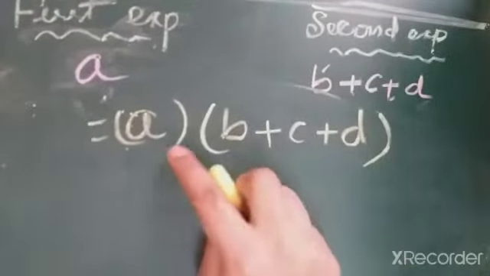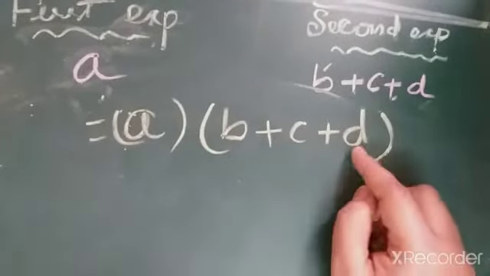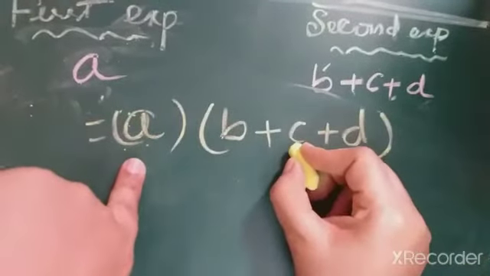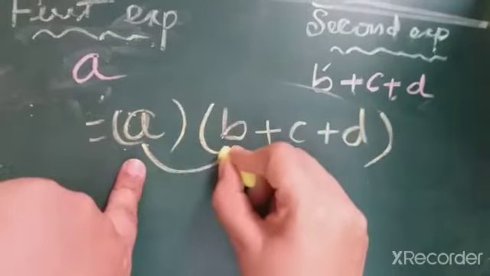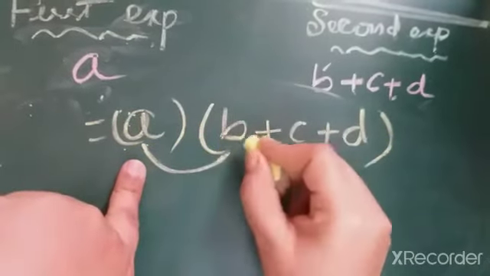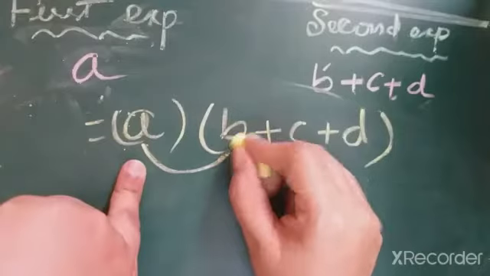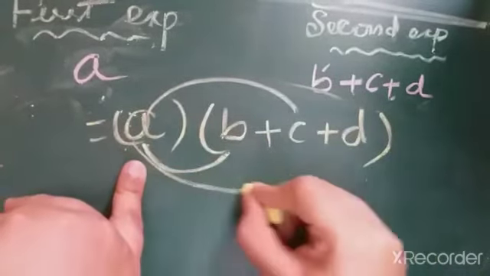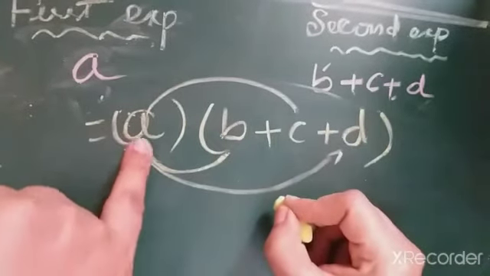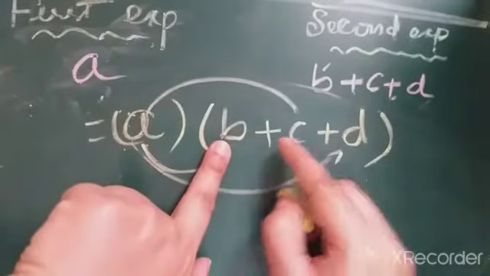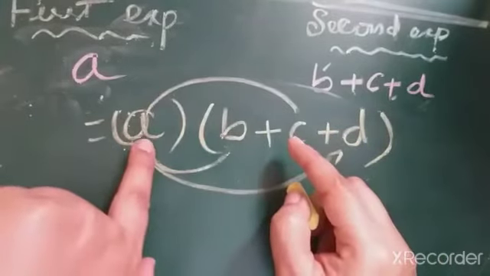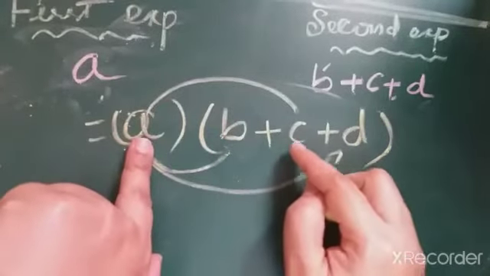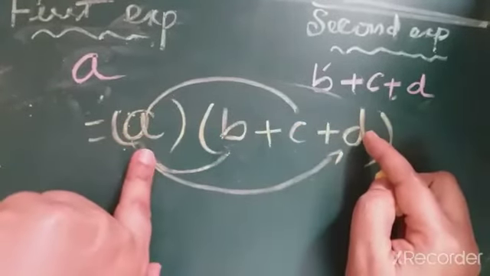So here a into b plus c plus d. How to multiply the algebraical expression? This is a monomial and this is a trinomial or polynomial. A with b, first term with second expression's first term, then again a with c, then again a with d. A into b, each term of the second expression. You are multiplying the first expression with each term of the second expression. A into b, then again multiply a into c, then again multiply a into d.